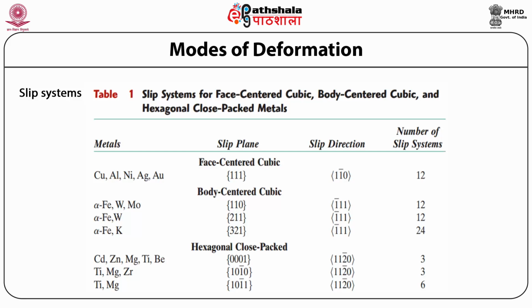The third subset in this HCP category includes the metals titanium and magnesium, which have the slip plane {1, 0, 1 bar, 1} in the curly brackets, the slip direction <1, 1, 2 bar, 0> in the triangular brackets, and 6 slip systems. So this is the table.